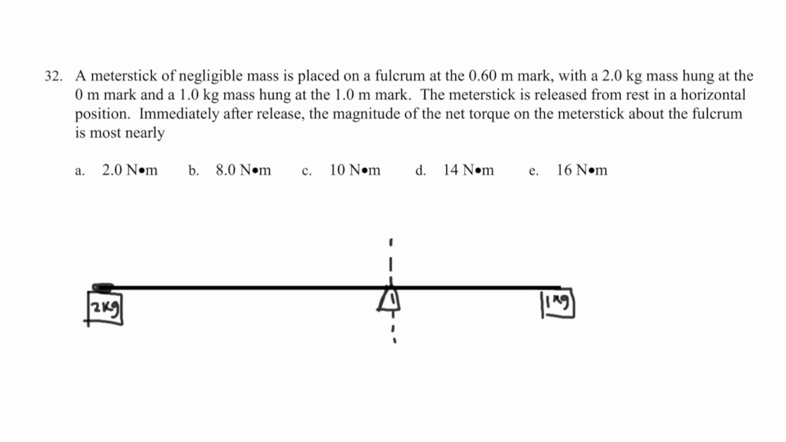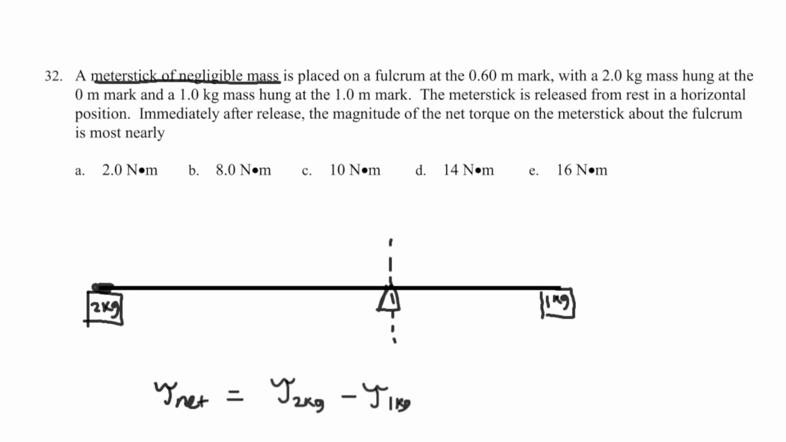Well, we are given the meter stick has negligible mass, so we don't even need to include the fact that the center of mass of the meter stick is applying a torque. We're just looking at the comparison in these two things. So the net torque, in this case, is just going to be the torque caused by the 2 kilogram minus the torque caused by the 1 kilogram.